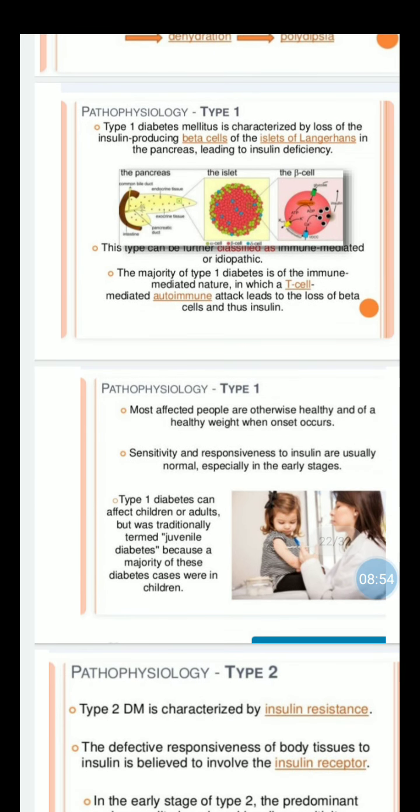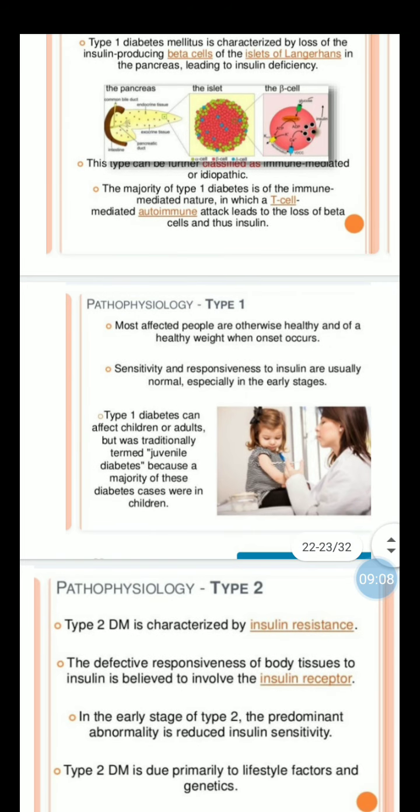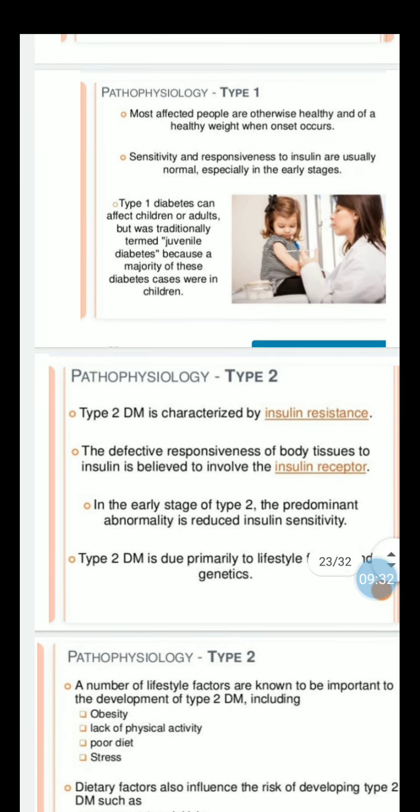Second, most affected people are otherwise healthy and of a healthy weight when onset occurs. The sensitivity and responsiveness to insulin are usually normal, especially in the early stage. Type 1 diabetes can affect children or adults, but was traditionally termed juvenile diabetes because the majority of cases were in children.